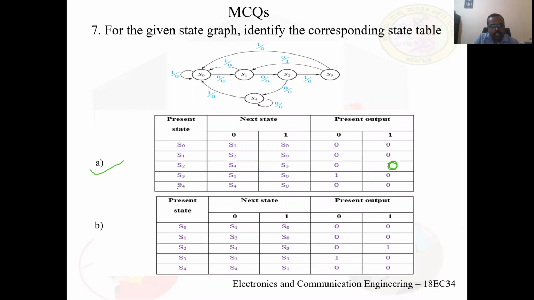As you can see for S4 also, if it is 0, it will go to the same state, so this option is correct. And when it is 1, it will go to the S0 state. In that sense, everything is correct. Since there was a mistake with this one, make this 0 so that this option will be correct. Please make this 0.